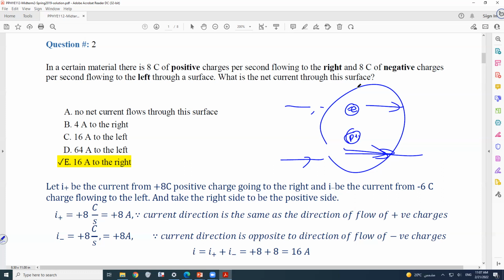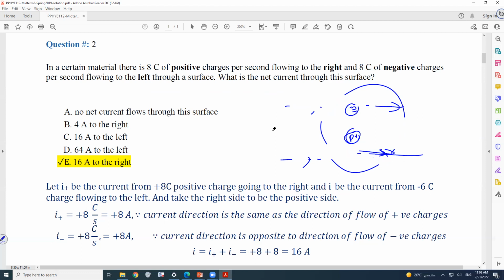Now I can understand why the current is zero, because this is giving a current of some magnitude to the right side, and this is giving a current to the left side. Although the negative charge is moving to the right, the direction of the current is opposite. They have the same magnitude, but the current is in the opposite direction. So what is the net current? Zero. Okay. Now let's go to this question.